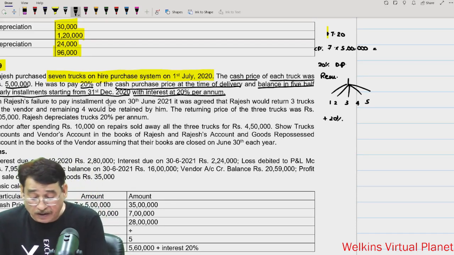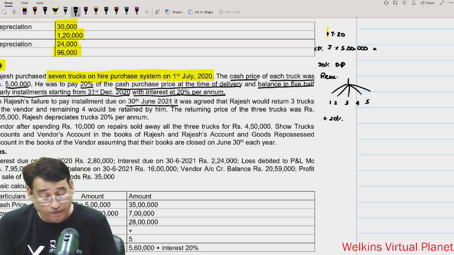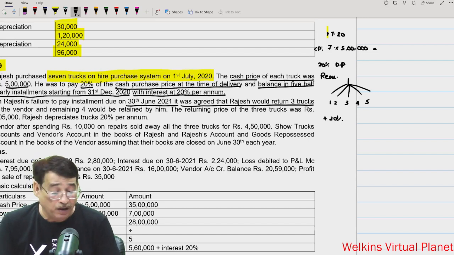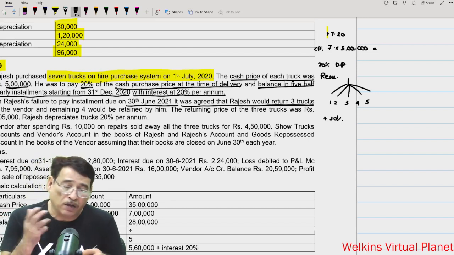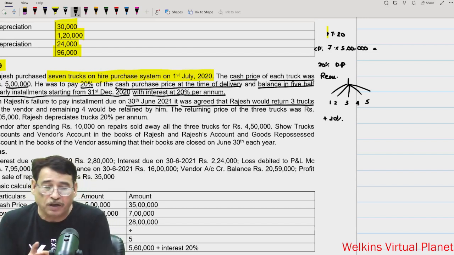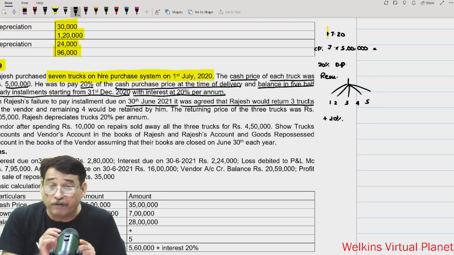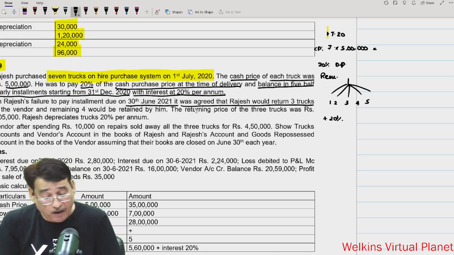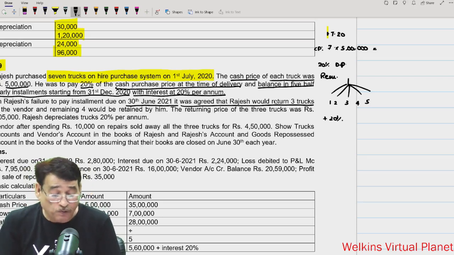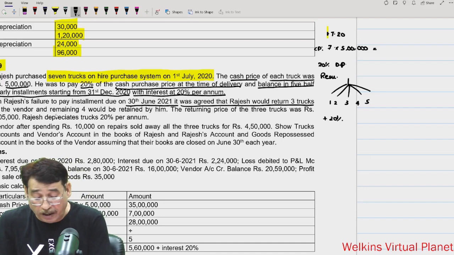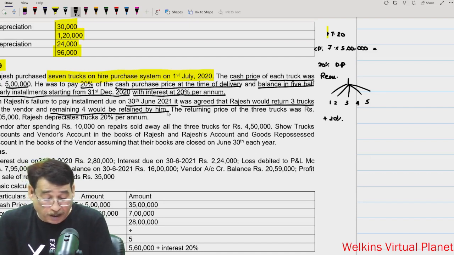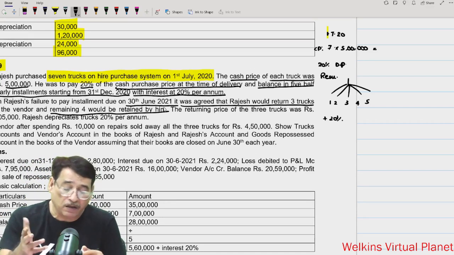Now the question says that on Rajesh's failure to pay the installment due on 30th of June 2021, it was agreed that Rajesh would return 3 trucks. So Rajesh is going to return 3 trucks. Basically, it means the seller is taking back 3 trucks out of 7. Remember one thing, out of 7. So it was agreed that Rajesh would return 3 trucks to the vendor and the remaining 4 would be retained by him. So 4 trucks are still with the buyer.